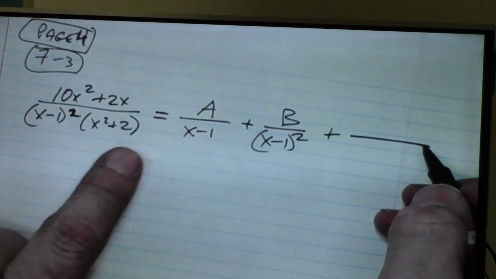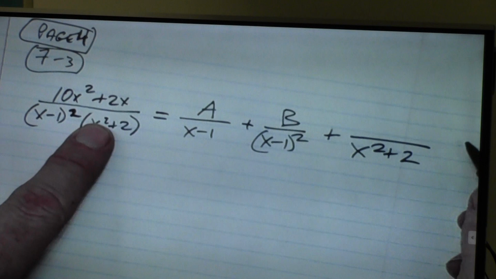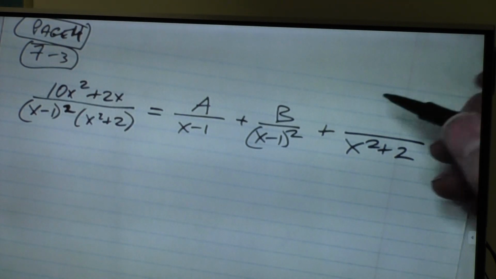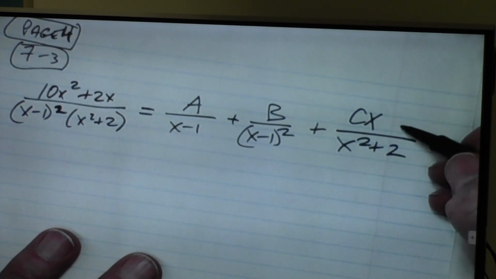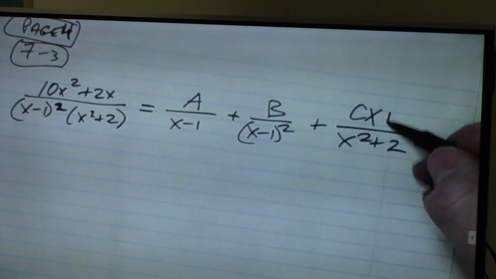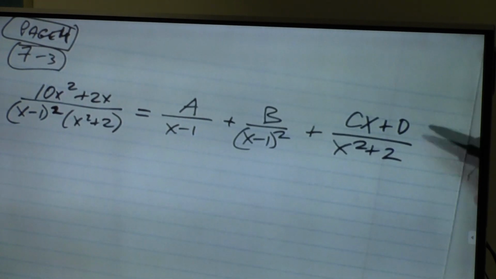But now for the next one, we have to put x squared plus 2, and that's your indication that because that's a square, we have to have an x up here. So we put Cx, and it's always a linear equation, so we have to have plus the y-intercept that it would be, but we don't know what that is.